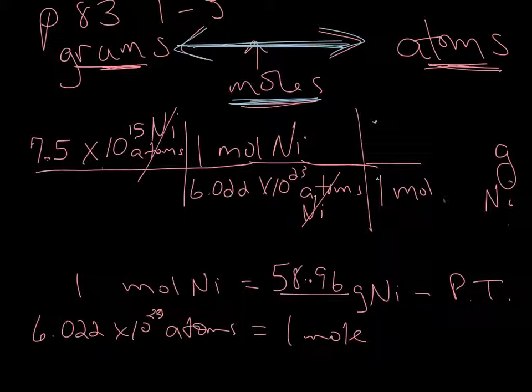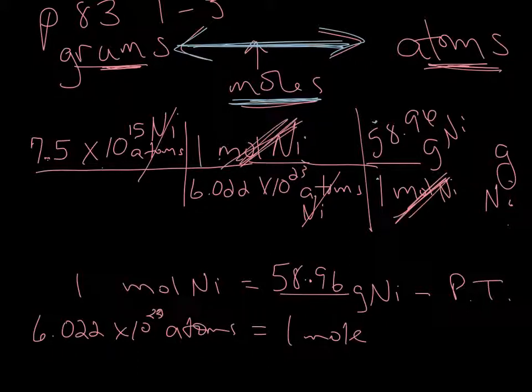So moles of nickel has to be on the bottom. Cancels, and so grams is on the top. So grams of nickel, 58.96. Moles of nickel cancels this moles of nickel, right? Atoms of nickel, atoms of nickel. We're left with grams of nickel here, and that's what our answer will be.